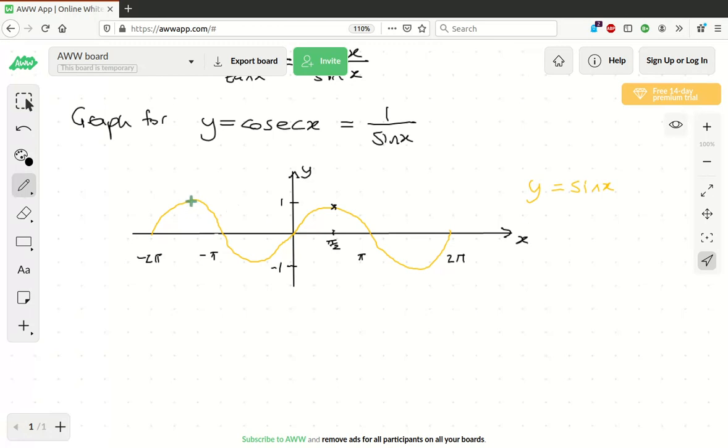And likewise, I could use the same argument for minus 3 pi over 2. And I could also use the same argument for minus pi over 2 and 3 pi over 2. In other words, when sine x equals 1, 1 over sine x is going to be 1 as well. And when sine x equals minus 1, 1 divided by minus 1 is also minus 1.